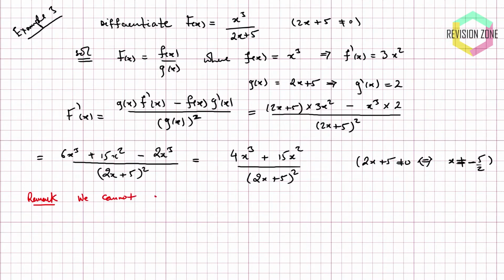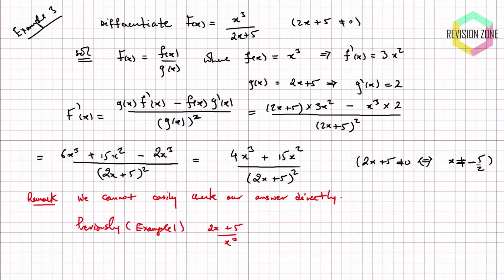We cannot easily check our answer directly. So what I mean by that is, in the previous example, which is example 1, what we actually had as our function was (2x + 5) over x cubed, right? So the same thing as what I have here, but obviously flipped.